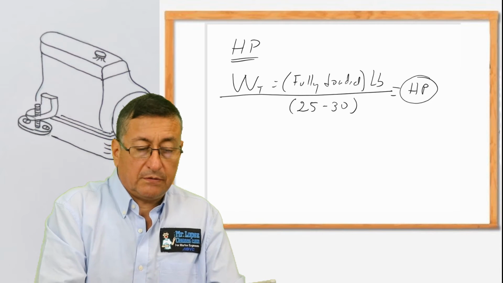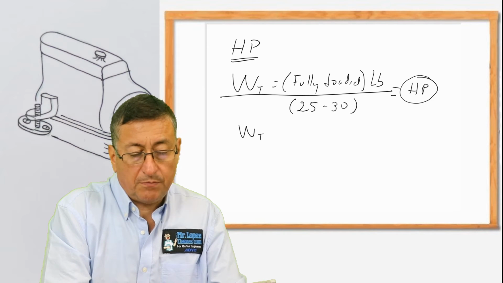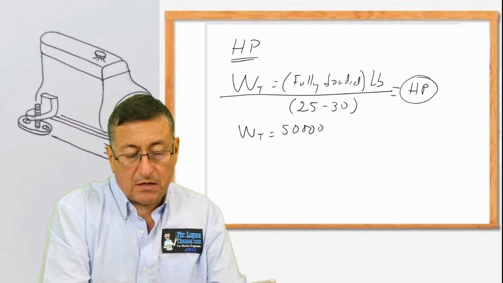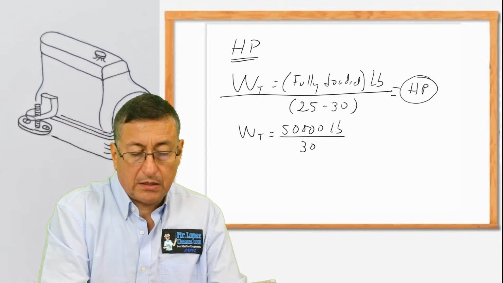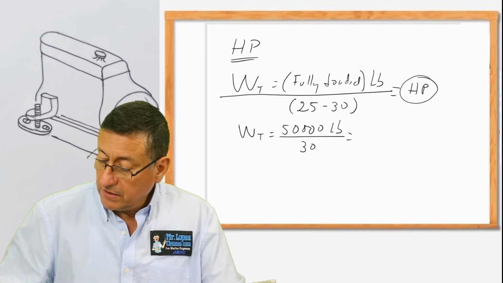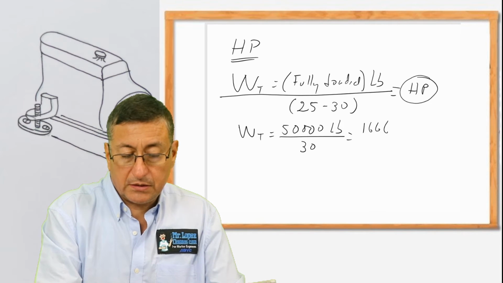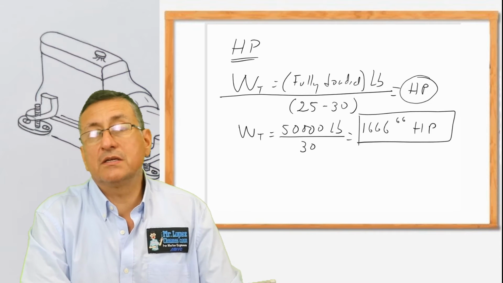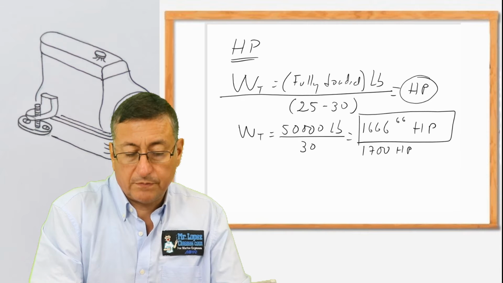25 tons is approximately 50,000 pounds. All right, and we are going to divide it by 30. 50,000 divided by 30 is 66.66 horsepower. You need approximately 1700 horsepower.